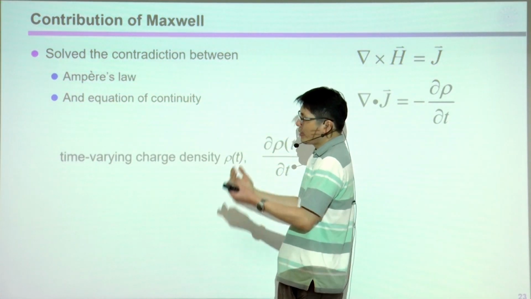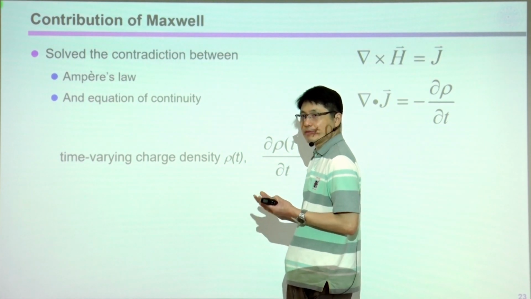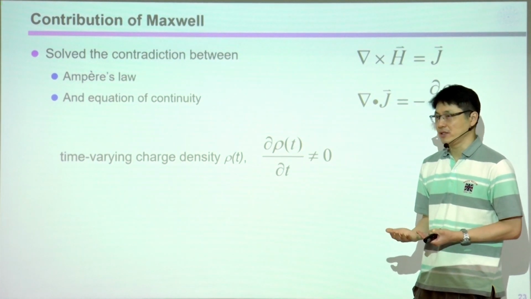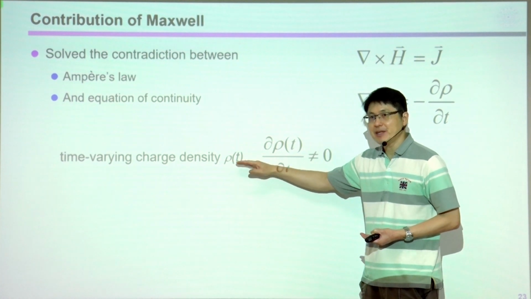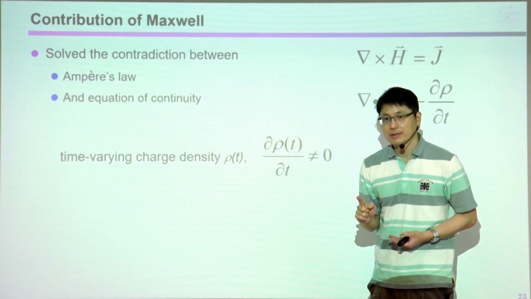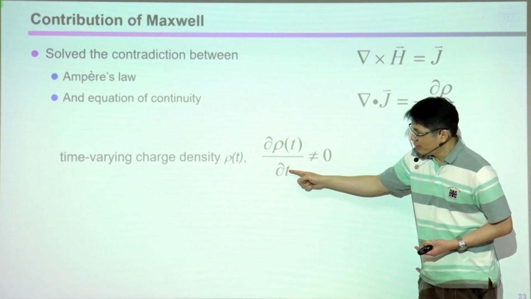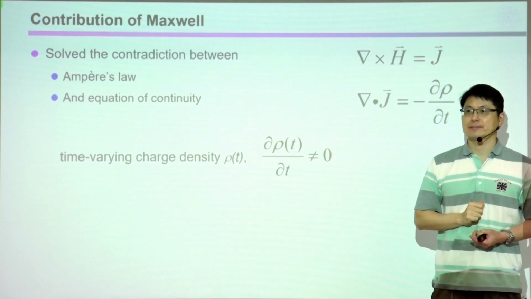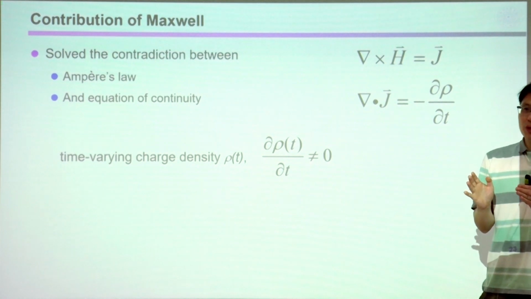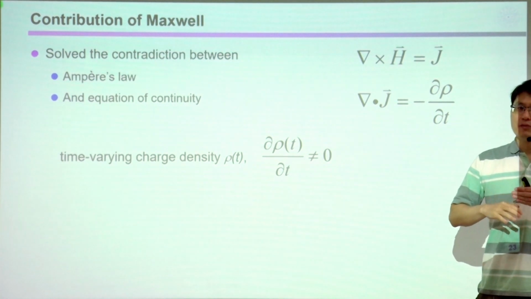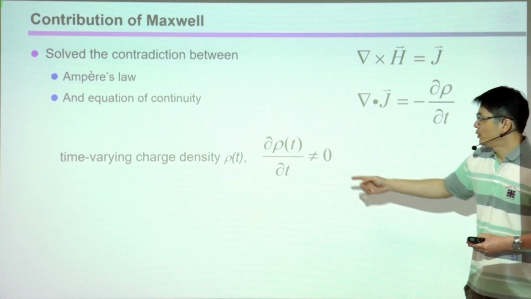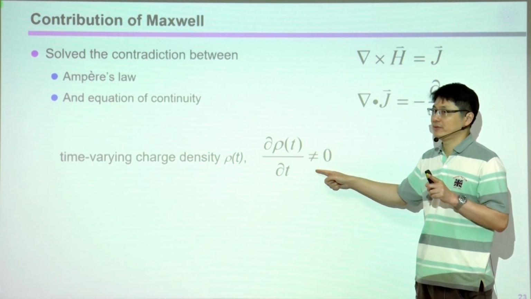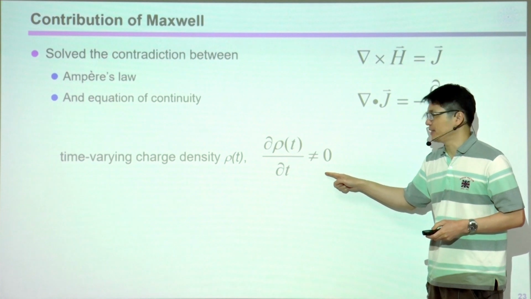But now that we're dealing with a time-varying field, it potentially gives rise to a time-varying charge density. So this rho can be a function of time. And therefore, the partial derivative with respect to time of rho of t is no longer 0. This is what Maxwell realized. Well, if we're no longer in statics, then this derivative does not necessarily need to be 0. So do we have a problem for that?